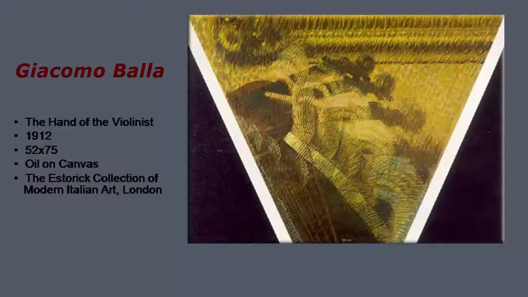I mean, look at this image of the hand of a violinist. And we all know how the hand of a violinist keeps moving all the time, and Giacomo Balla is trying to capture that movement precisely. And in order to capture it, he is applying certain methods of painting like repetition, simultaneity, even fragmentation as a part of his visual vocabulary.